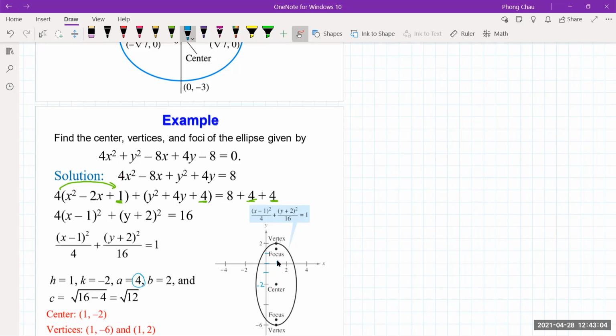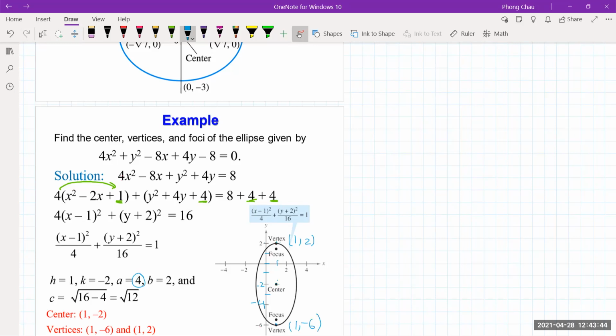The x coordinate, of course, doesn't change. It's still 1. But the y coordinate now is at 2, right? Likewise, from the center, you go down 1, 2, 3, and 4. So for the other vertex, the x doesn't change, but the y coordinate now is at -6, which is 4 units below the -2. That's how I locate the vertex too.